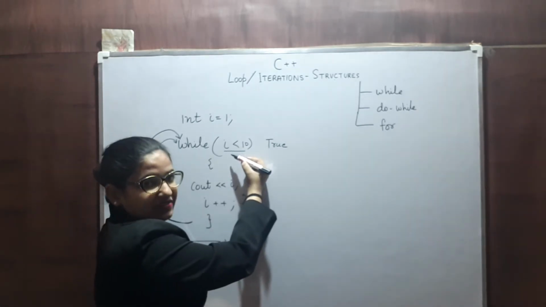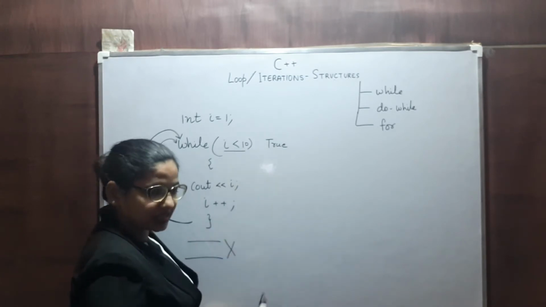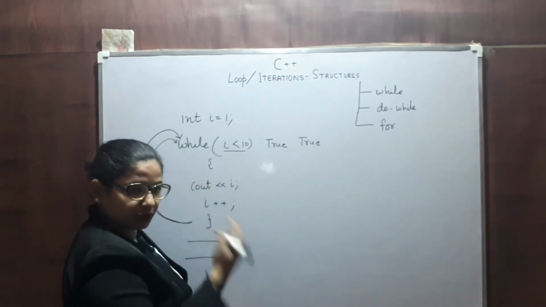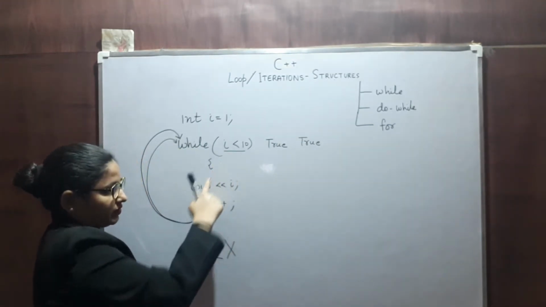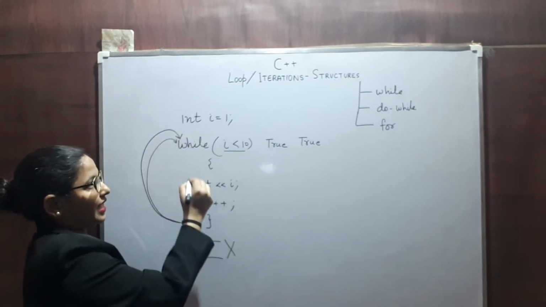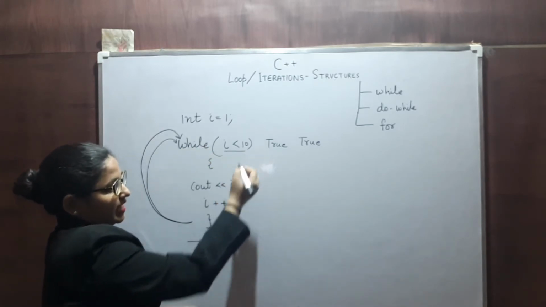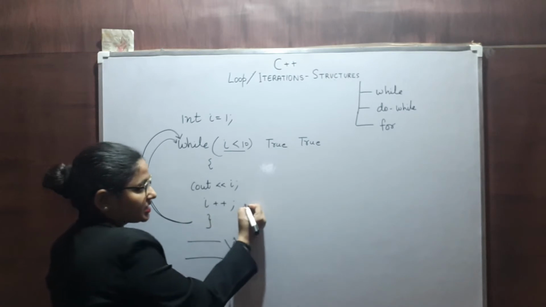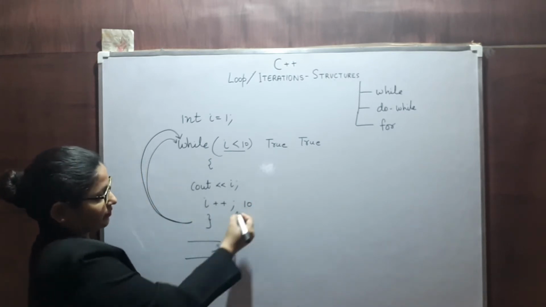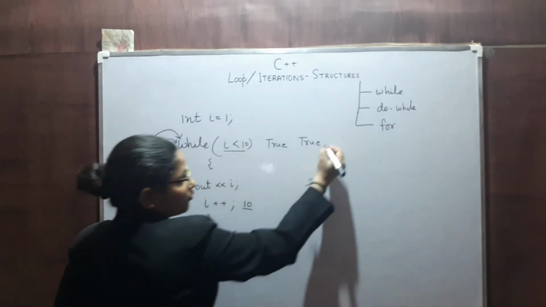Now, we are having i as 2. So, 2 is less than 10. Again this condition is true. So, this block will be executed. Again, this will go back to the while statement. Again it will check. When we reach i equal to 10, is 10 less than 10? No. False.